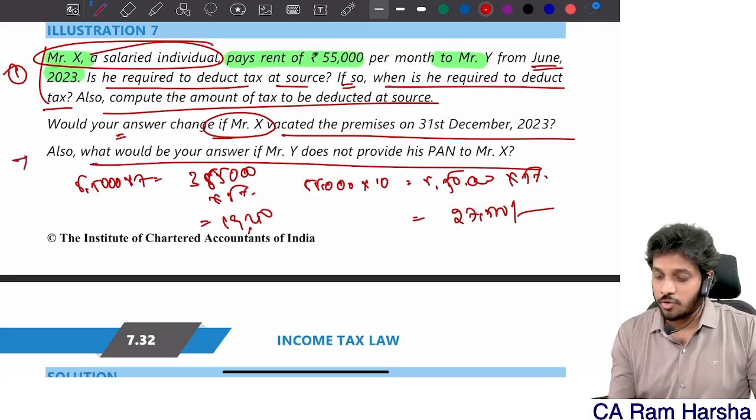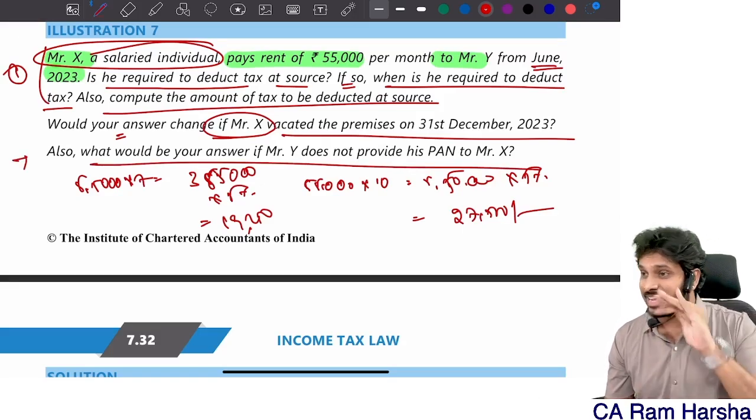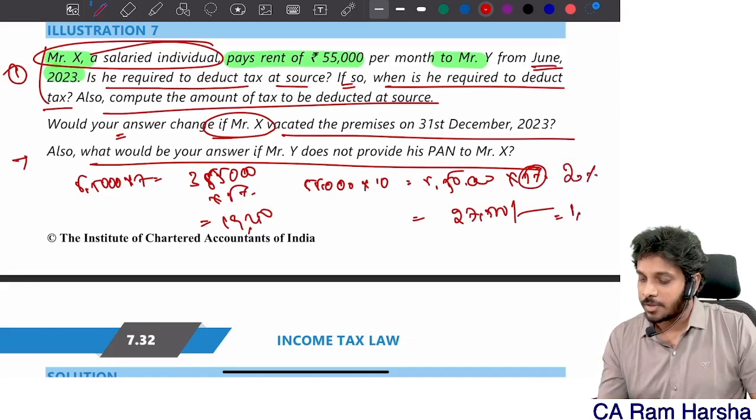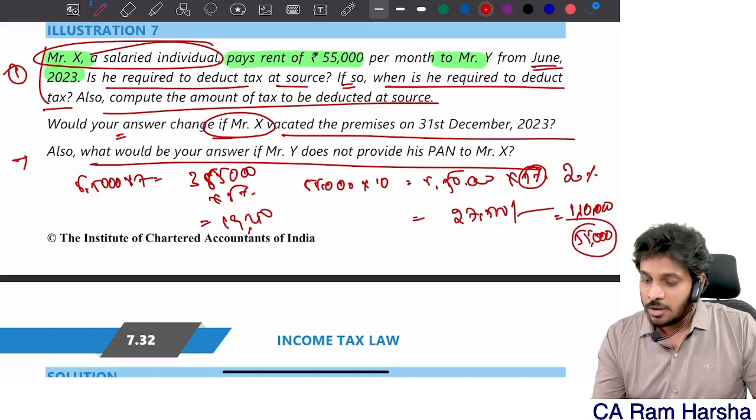Third question. What would be the answer if he does not provide the PAN number? In that case, instead of 5, it is 20%. How much will it be? 1,10,000. But it cannot exceed the March month rent. What is the March month rent? 55,000. Correct?